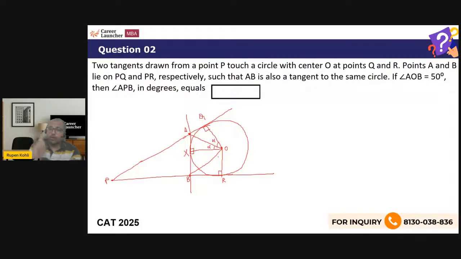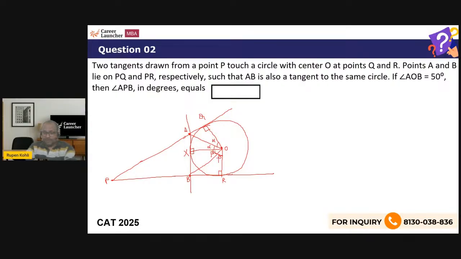Triangle congruence. Two pairs of congruent triangles are there. The way OXA and OQA are congruent, likewise OXB and ORB are also congruent. Because the same thing: OX is equal to OR is equal to the radius, BX is equal to BR is equal to the tangent, and BO is common. So that's the thing that we had to crack.